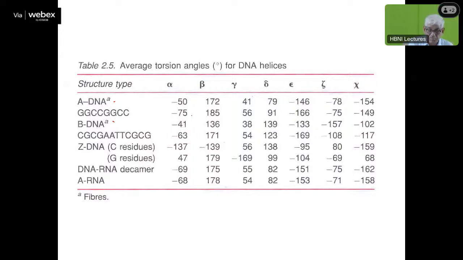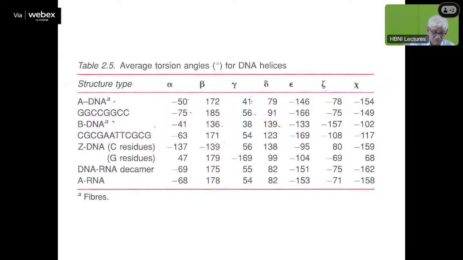Then you can see the numbers have changed somewhat. By and large, they are in the same range, but the numbers have changed somewhat. For A-DNA it is minus 50, B-DNA is 41 here, and in this structure it is minus 75. Alpha is minus 75 in this structure, and this is 185. This is 136. 56, 38, these two are close. This is 56, 79, 91, 139, minus 146, minus 166, minus 133. You can see these ones are in the anti domain. These structures are in the anti domain of the torsion angles.